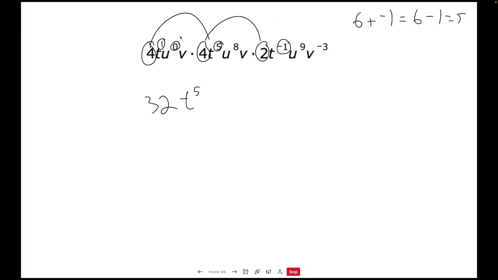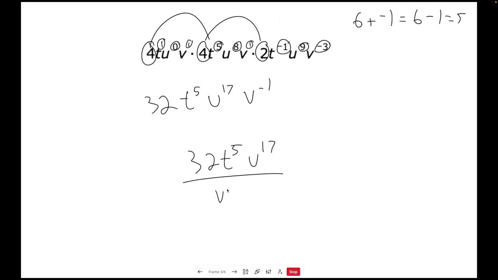Now the u's, we have 0, 8, and 9. 0 plus 8 plus 9 is u to the 17th. And now for the v's, we have 1, and 1 is 2, and a negative 3. 2 plus negative 3 gives me v to the negative 1st power. And hopefully we remember from that negative exponents lesson that you don't usually leave answers with a negative exponent, so we make it positive by moving it into the denominator. Remember, the only part that moves is the v. It's v to the 1st, but we don't usually write the 1, so this is our final answer.